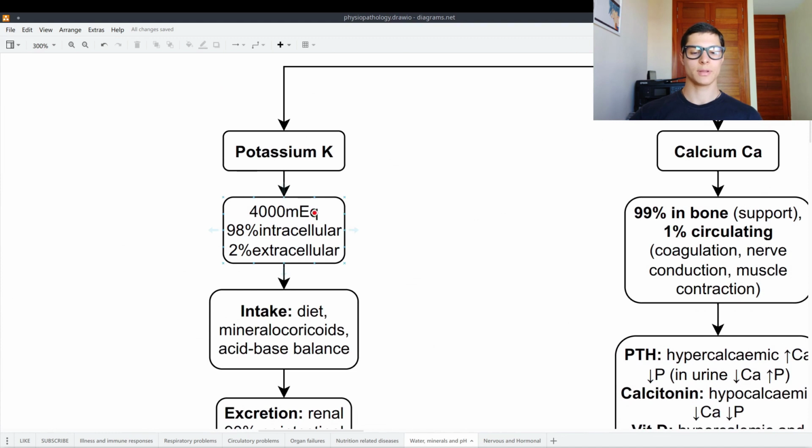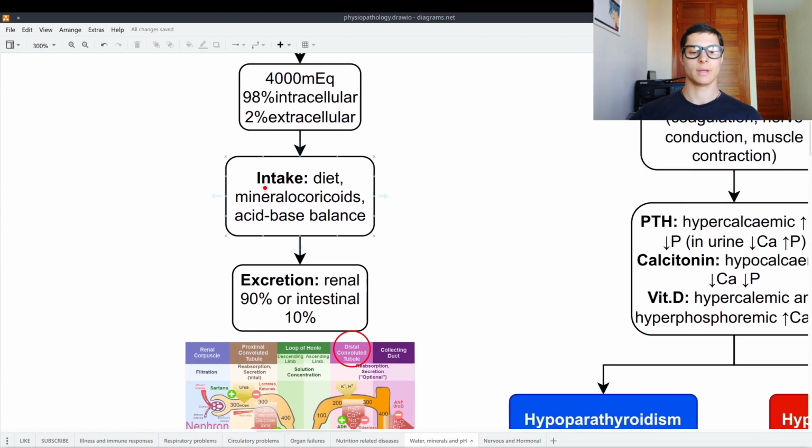Potassium, 4,000 milliequivalents in the body. 98% of it is intracellular and 2% extracellular. The intake can be from the diet, mineralocorticoids, or acid-base balance.